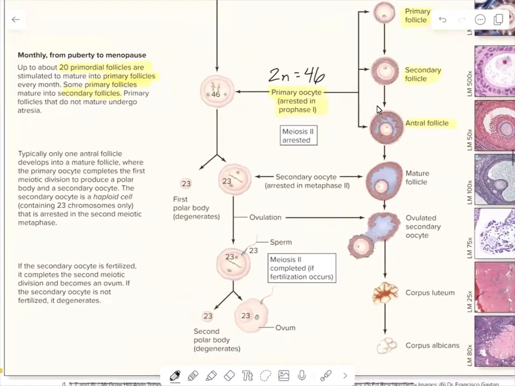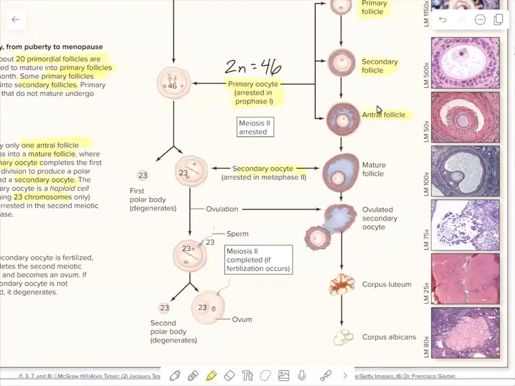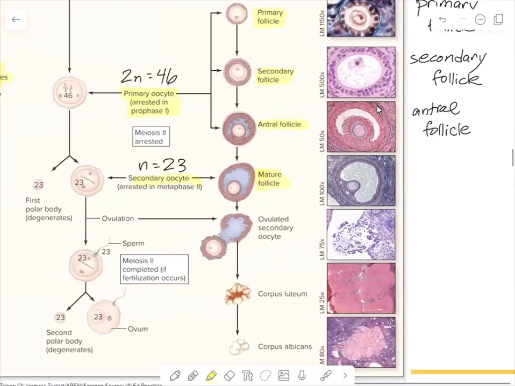Then one antral follicle is going to develop into a mature follicle, where the primary oocyte completes its first meiotic division and produces a secondary oocyte. At this point, it has 23 chromosomes, so now it's called haploid. So we have n equals 23. We have a mature follicle, and that is what is shown on the histology, which is over here on the right side of your slide.